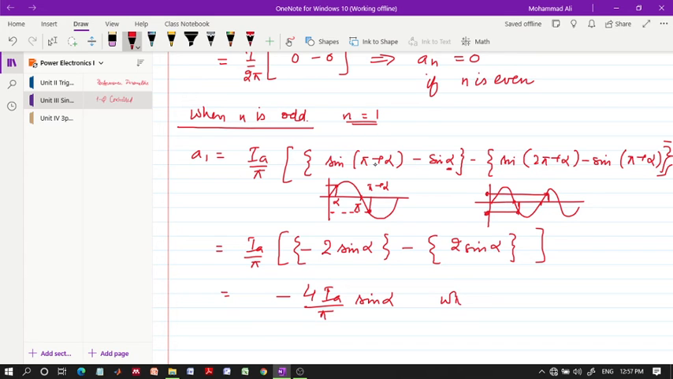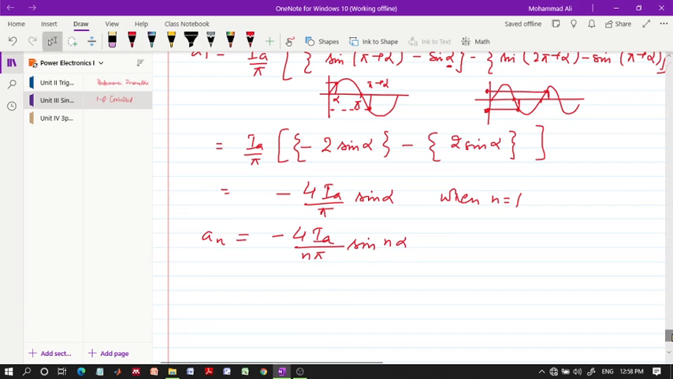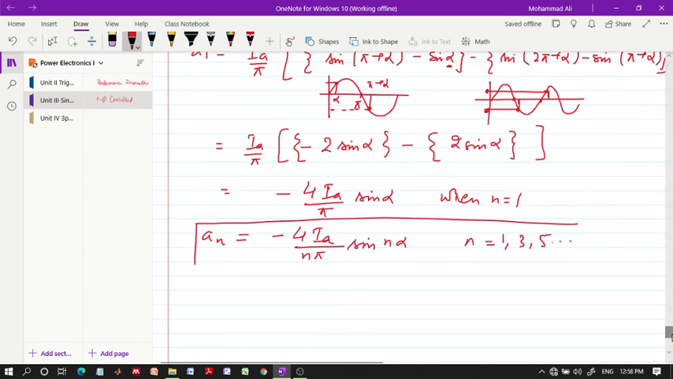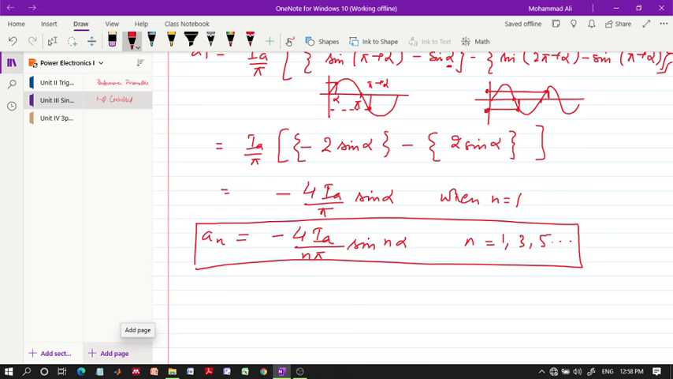When n is equal to 1. What about an as a generalized function? It should be 4 Ia upon n pi sine of n alpha. And you can take this for any odd value, and what should be the n? N can be 1, 3, 5, 7, and like this. So far so good.